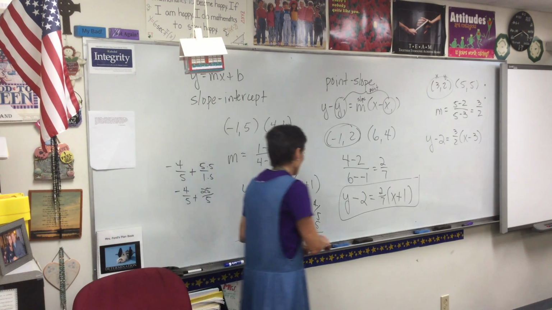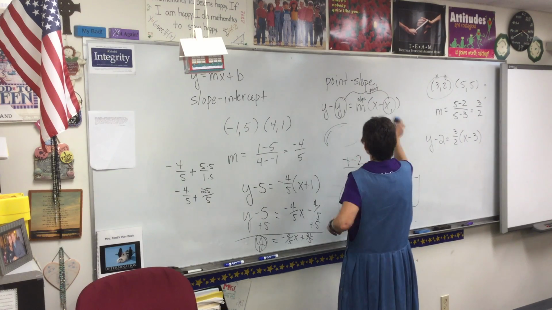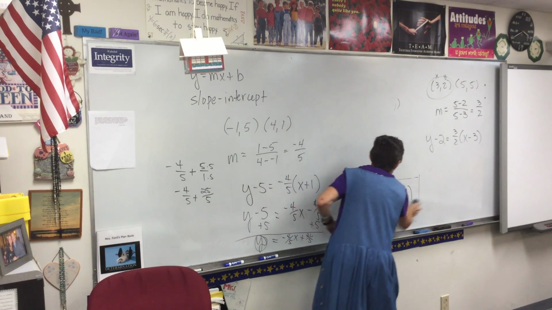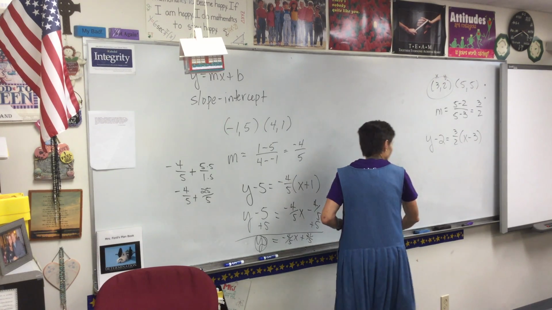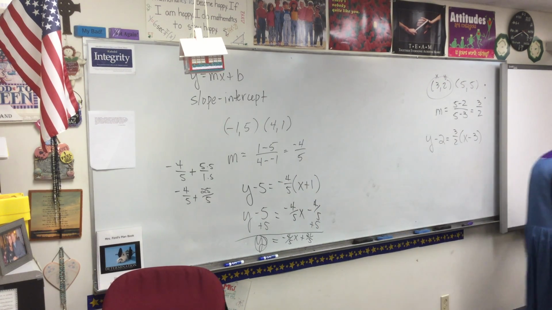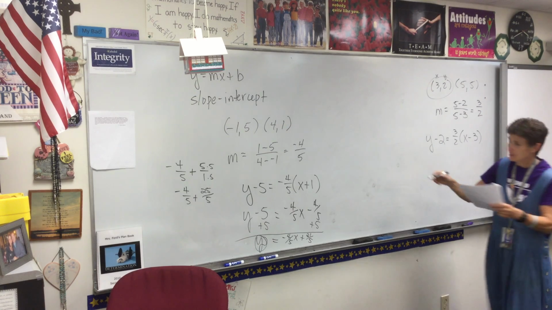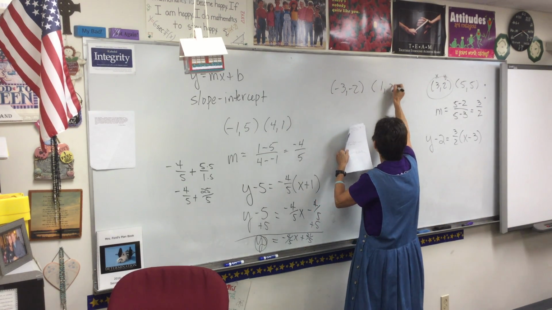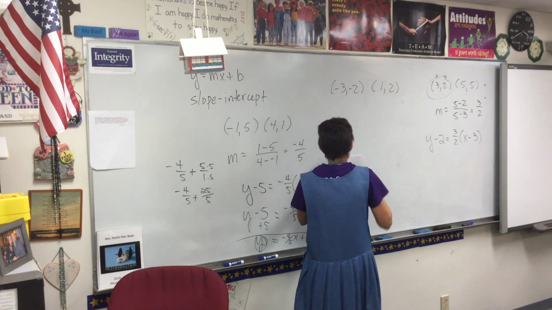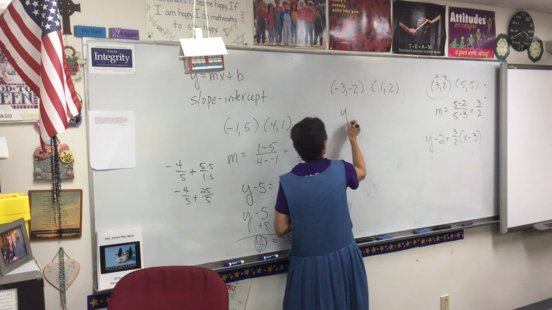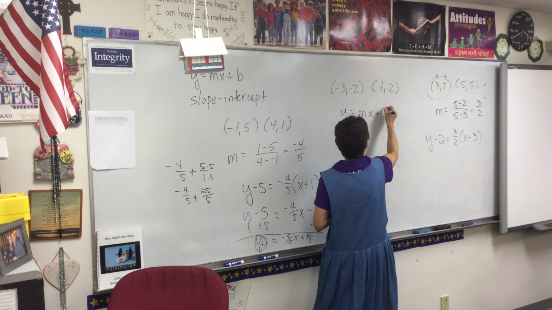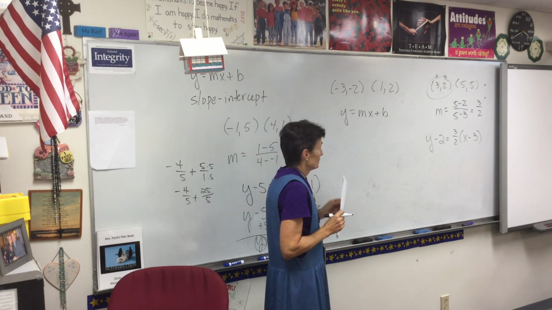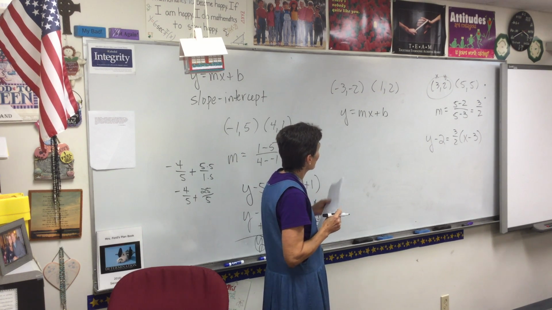All right, well, that was a little harder. Let's try another one. I think there's one more, isn't there? Yeah. All right, so we've got -3, -2, and 1, 2. All right, here we go, and our job is y equals mx plus b. That's our end goal. So, Mr. Stewart, how you gonna start?